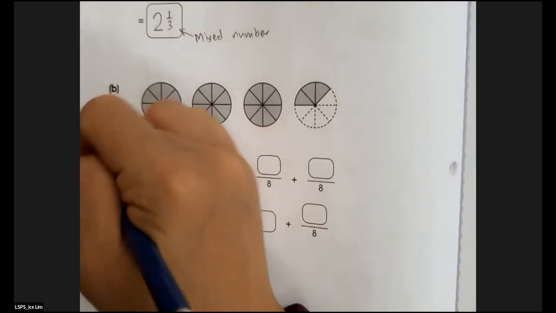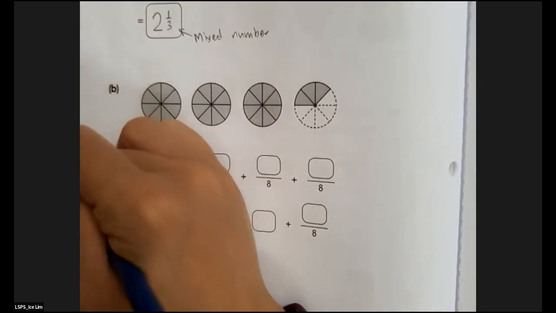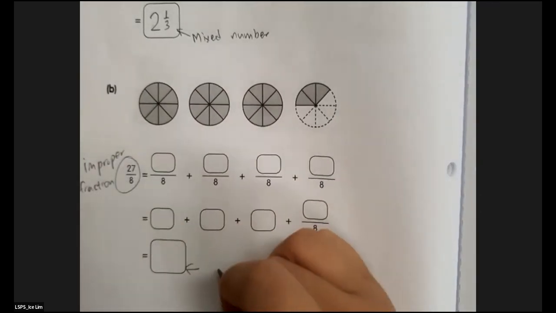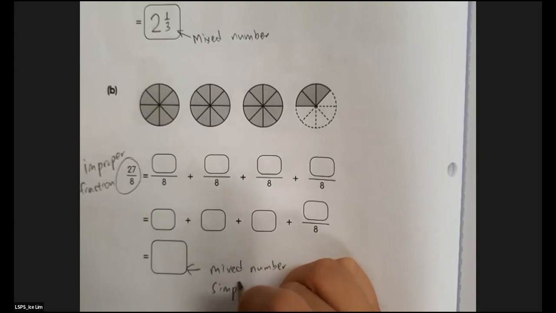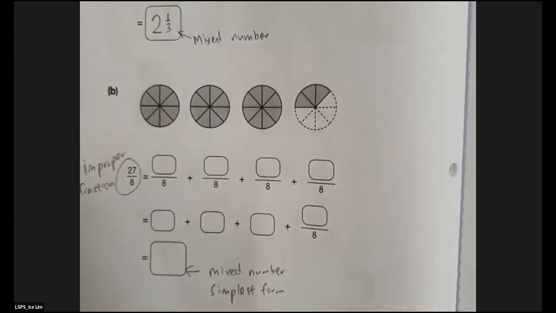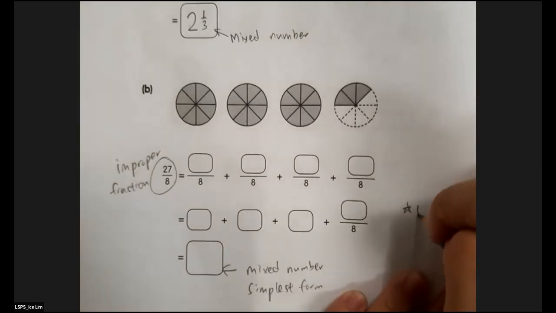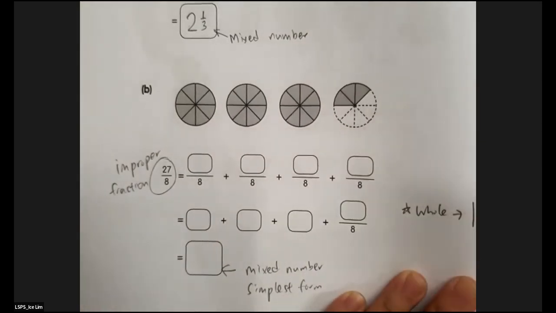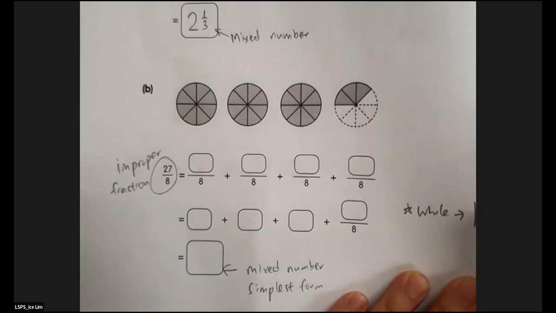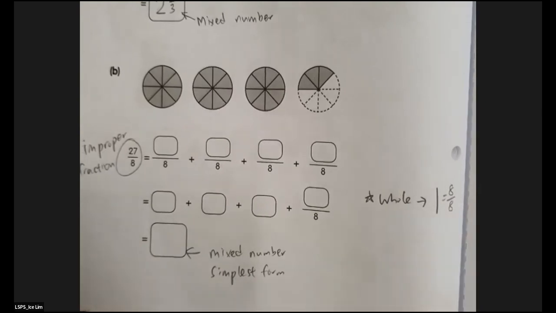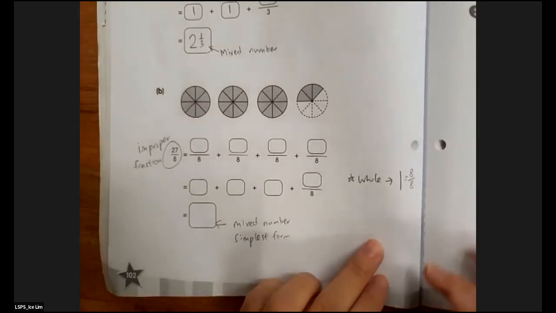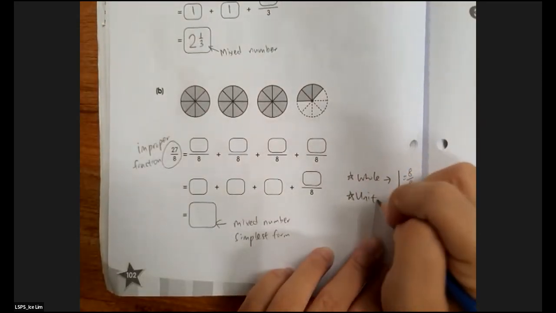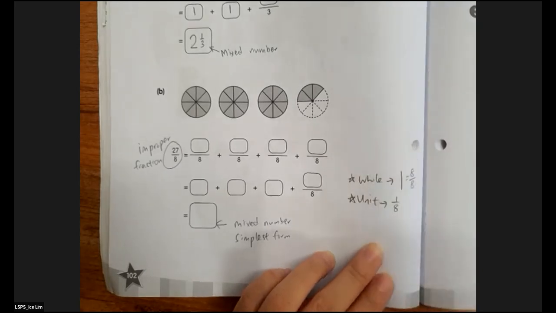Okay, this one here. Question says improper fraction, convert to mixed number, has to be simplest form. Ask myself again, what is the whole? The whole is 8/8, because the denominator tells me that it is the eighths we are looking at. What is one unit? The unit fraction for this is 1/8.